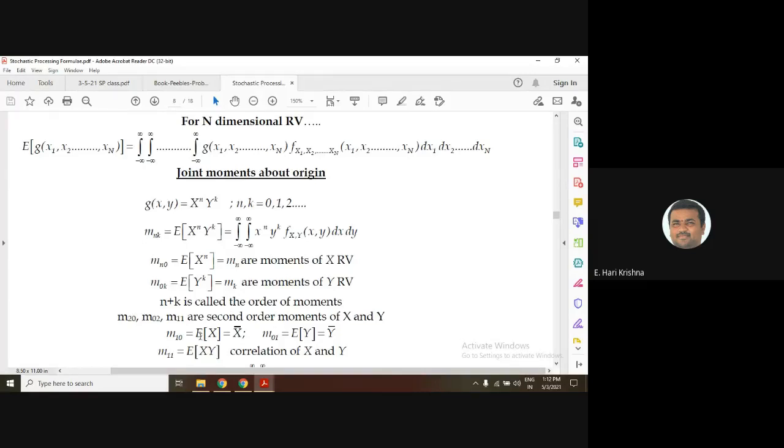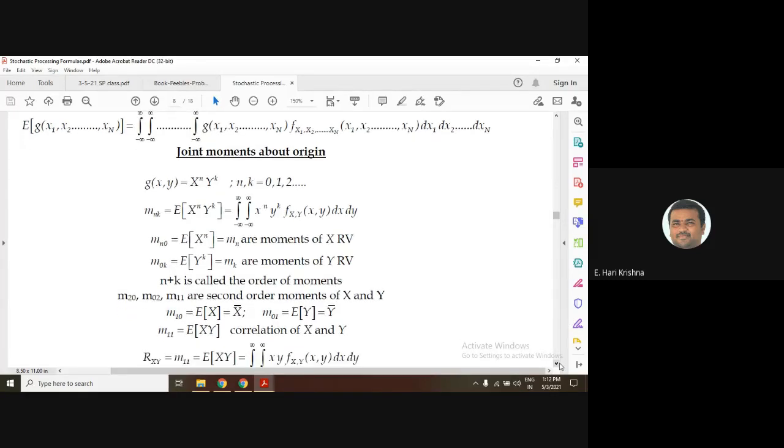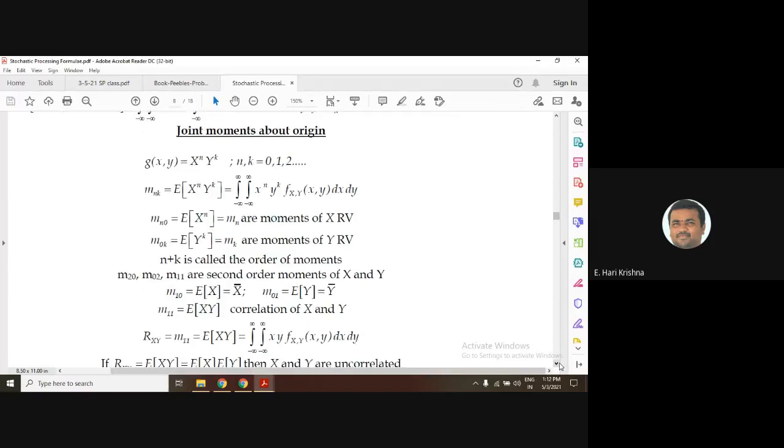So M20, M02, M11, you can see here. M11 we generally call expectation of xy, which is called the correlation of x and y. Very interesting one, correlation. Correlation is generally used in digital communication systems and in radar engineering. I will give a typical example for radar engineering.